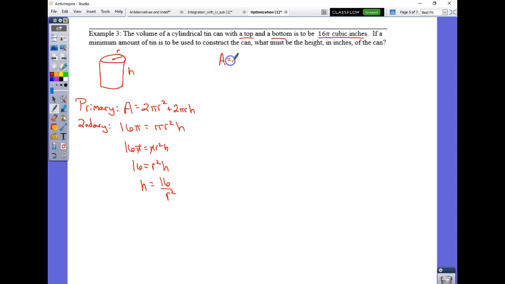So then my area is going to be 2 pi r squared plus 2 pi r times 16 over r squared. I don't like that. I've got a product rule, maybe some quotient stuff going on. I want to simplify that. Let's call this 2 pi r squared plus 2 times 16, which is 32 pi r to the negative 1. All right. All the hard work is done at this point.